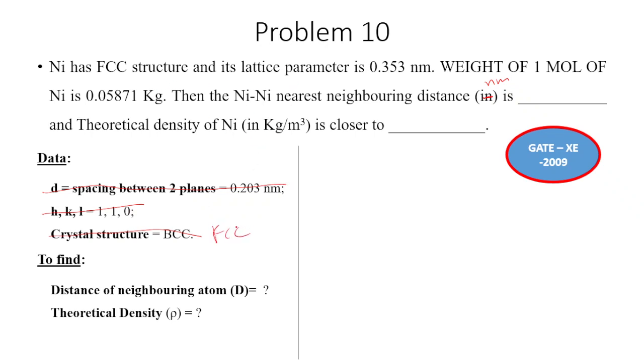FCC crystal structure is given. Then the lattice parameter, which we will consider as a, is equal to 0.353 nanometer. This is given, right? And then the atomic weight is given, 0.05871 kg per mole. And what should we find? The distance of the neighboring atom, which we can call d, and then the theoretical density. These are the two things we have to find.